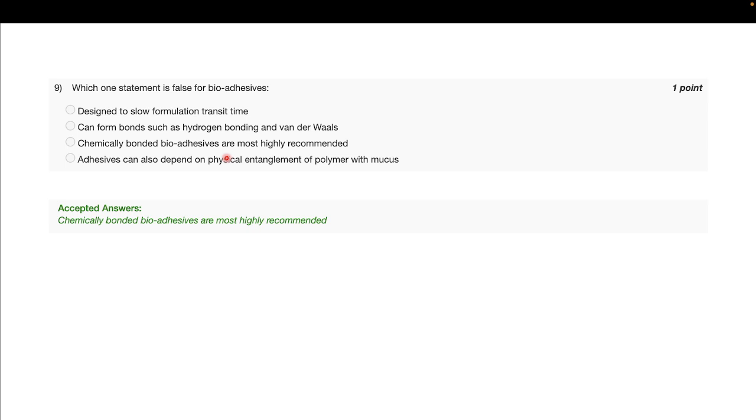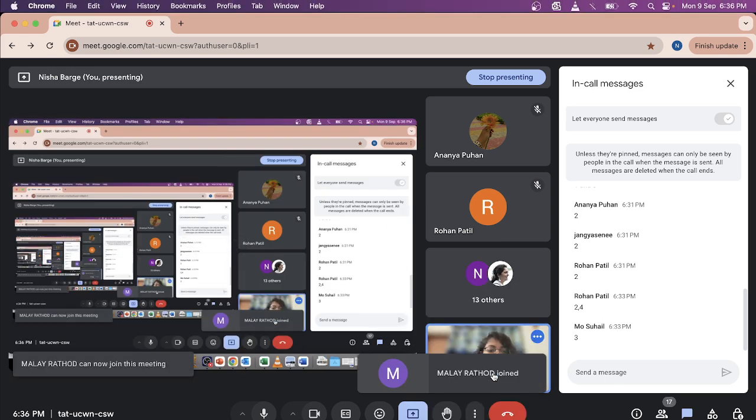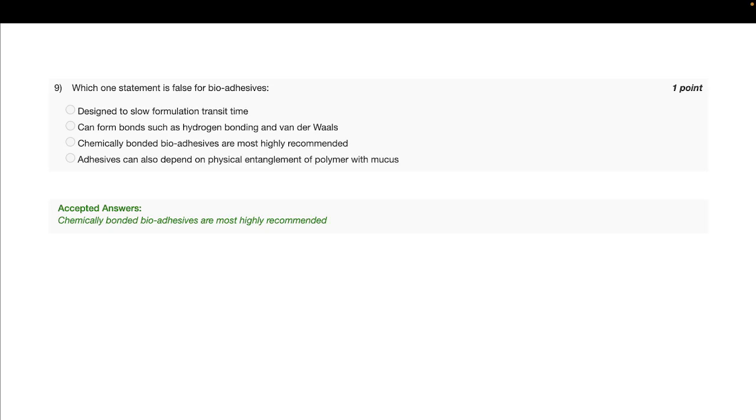Is this clear? Okay, then I'll move on towards the next question. I believe this is the last question for the assignment.